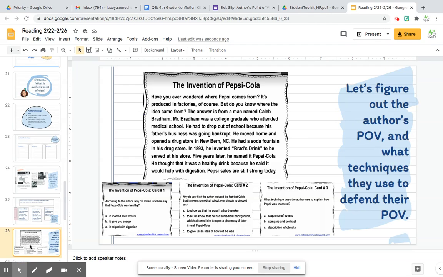The invention of Pepsi Cola. Have you ever wondered where Pepsi comes from? It's produced in factories, of course. But do you know where the idea came from? The answer is from a man named Caleb Bradham. Mr. Bradham was a college graduate who attended medical school. He had to drop out of school because his father's business was going bankrupt. He moved home and opened a drugstore in New Bern, North Carolina. He had a soda fountain in his drugstore. In 1893, he invented Brad's drink to be served at his store. 5 years later, he named it Pepsi Cola.